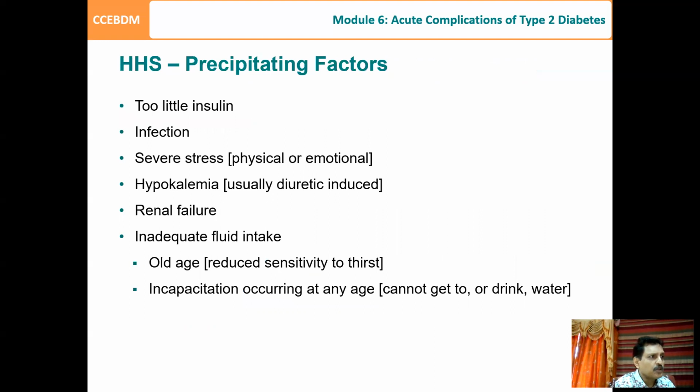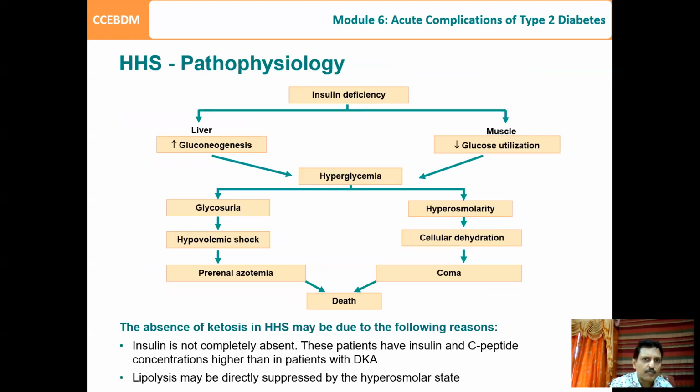So these patients actually have a little amount of insulin in their body, and because they have some degree of insulin in the body, the ketogenic process is not there. So that is why they do not develop diabetic ketoacidosis. The precipitating factor may be infection, severe stress, hypokalemia, renal failure, and fluid intake is one of the very, very important causes of the development of hyperosmolar coma.